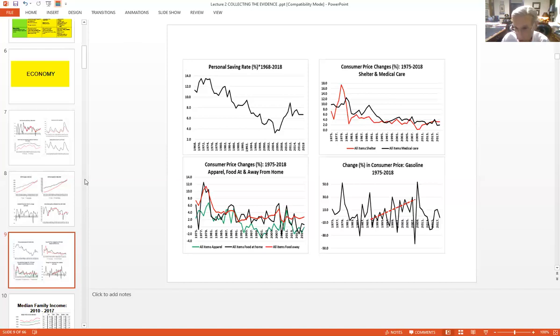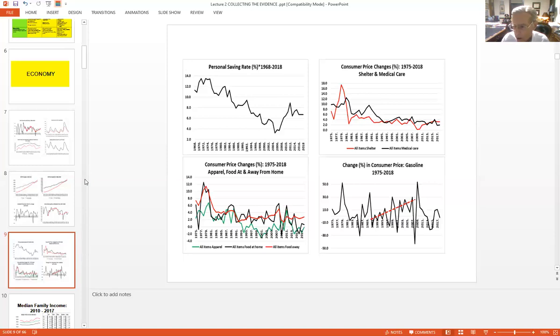And as you can see, as the recovery has started, the saving rate has begun to decline again. And we'll have to see the extent to which the saving rate pulls back down to where it fell just before the Great Recession.